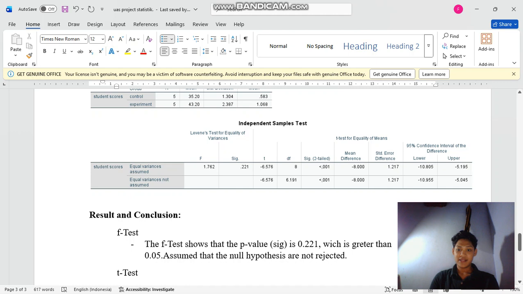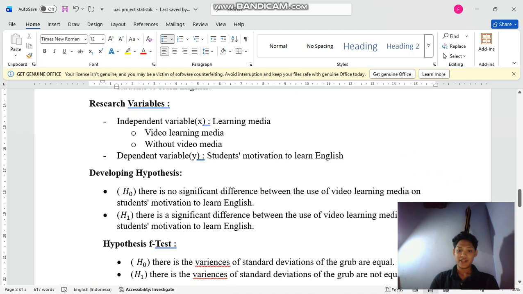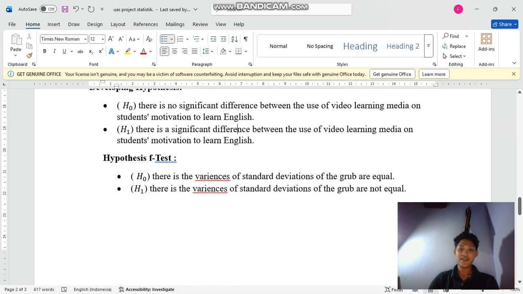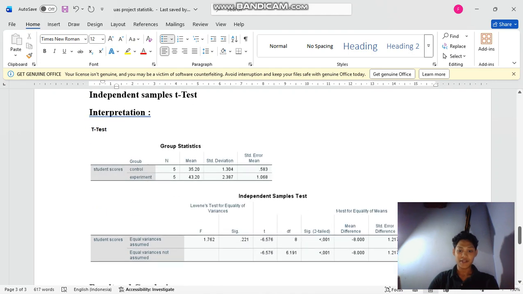And for the T test, the significance score here is 0.001, which is smaller than the alpha 0.05. So that means we can reject the null hypothesis, which said there is no significant difference. We reject that, and we accept the alternative hypothesis: there is a significant difference between the use of video learning media and student motivation.